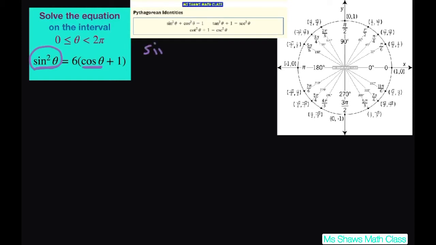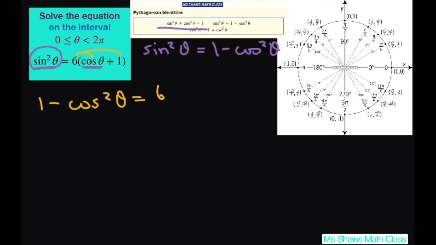I can write this sine squared of theta using my Pythagorean identity as sine squared equals 1 minus cosine squared of theta. So I'm going to substitute 1 minus cosine squared of theta equals, and go ahead and distribute this, 6 cosine theta plus 6. Now I have my cosine in quadratic form.